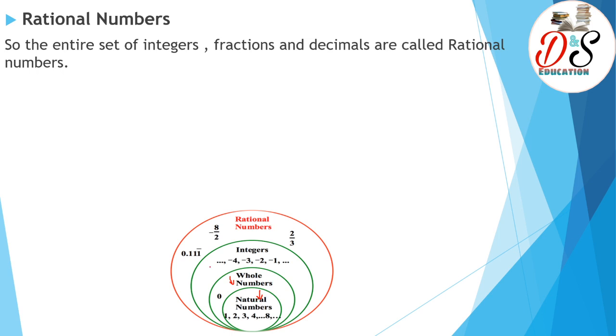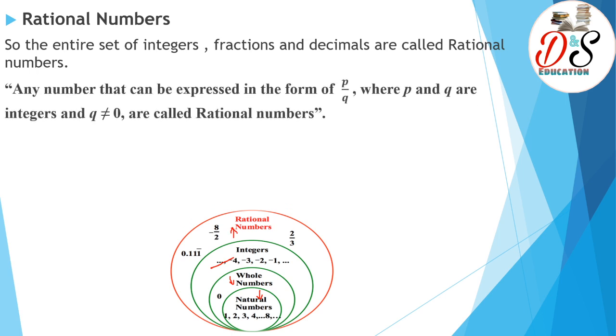Again, when we add the negatives of natural numbers and whole numbers together, we get integers. Now there are many numbers between two integers. Now when we include these numbers, we get our rational numbers, and rational numbers are represented by Q.